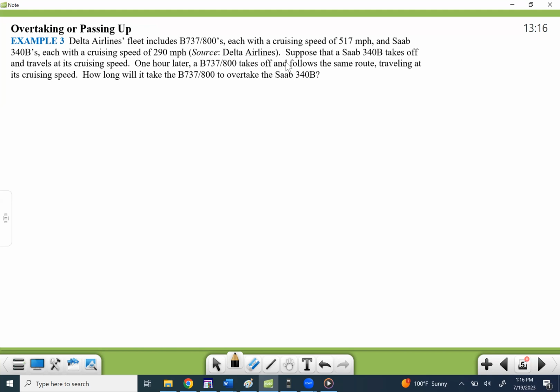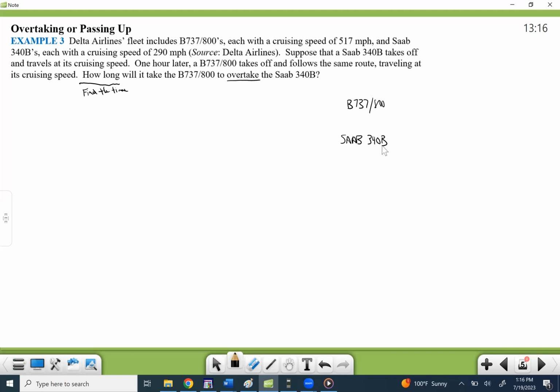So these are the things that I'm looking at. How long? So I don't know the time, right? How long means I don't know the time. Find the time. And to overtake, let's just digest that, okay? Let me see if I can write on here with 2 fingers at once. I can. Okay, cool. All right, so we're going to make this first one the B737-800. And then we're going to make this last one the Saab 340B.